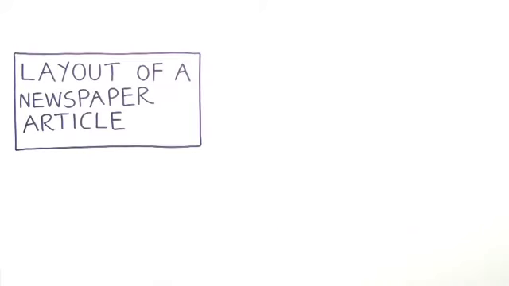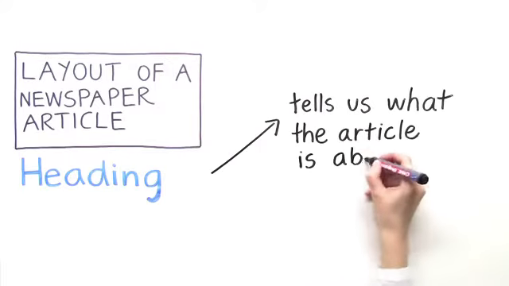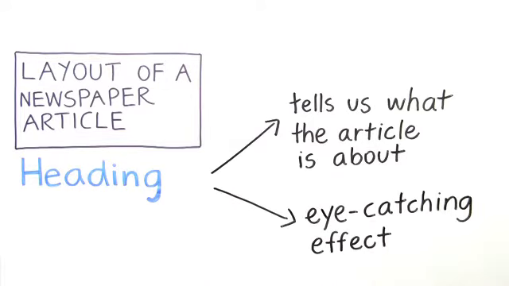Let's start with the layout of a newspaper article. First, there's a heading, which tells us what the article is about. This is a very important part of the whole article because after reading the heading, the reader decides to continue reading or to stop. In order to attract the reader's attention, the so-called eye-catching effect is used.